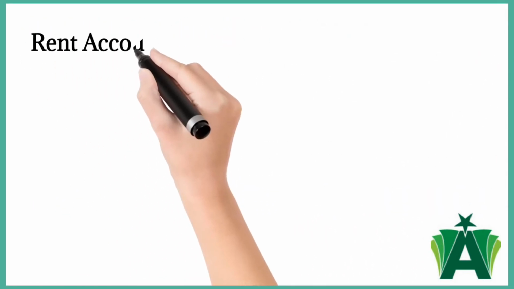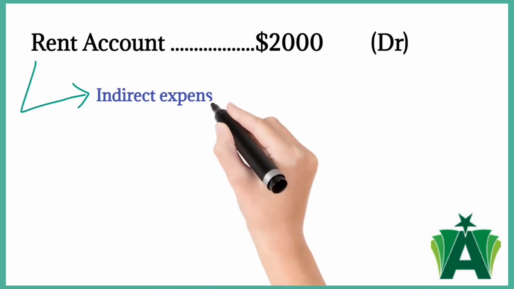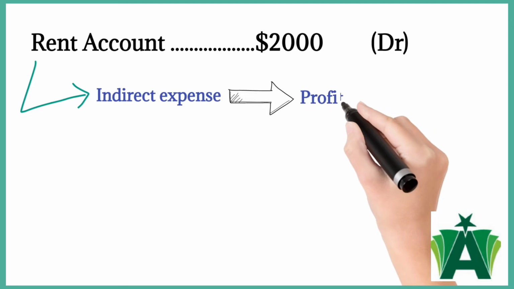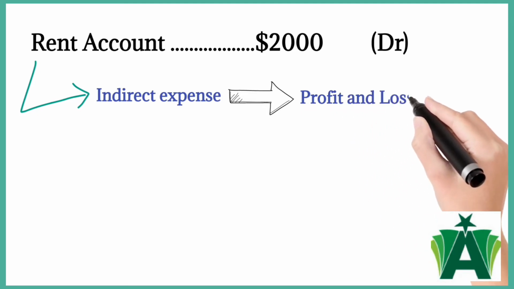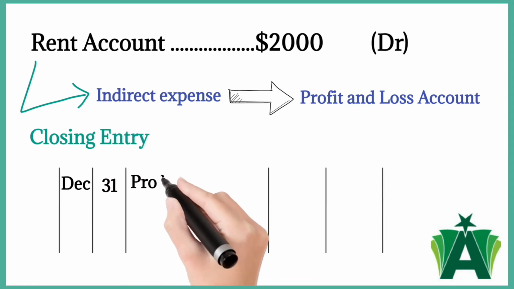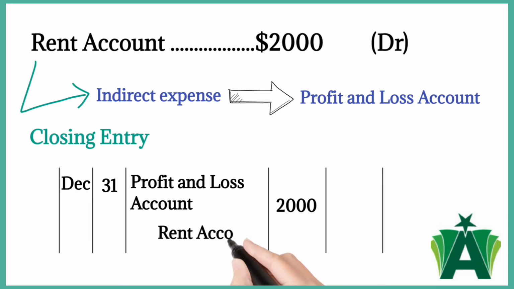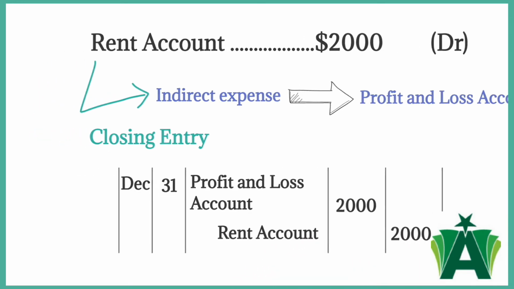Rent account $2,000. Rent account nature is an indirect expense. At the end of the accounting period, all indirect expenses are transferred to the profit and loss account. Closing entry will be: profit and loss account debit $2,000 and rent account credit $2,000.